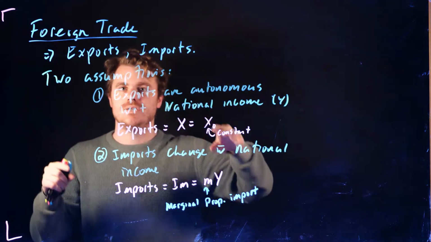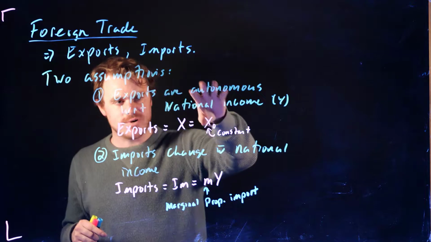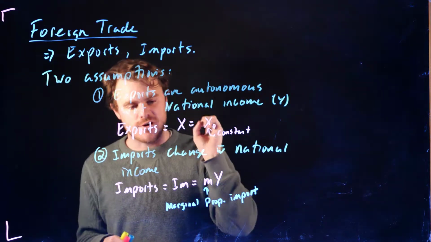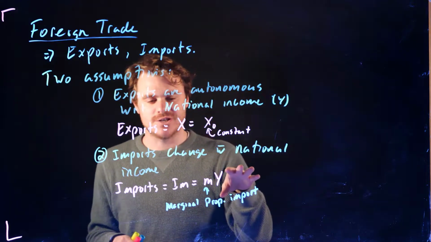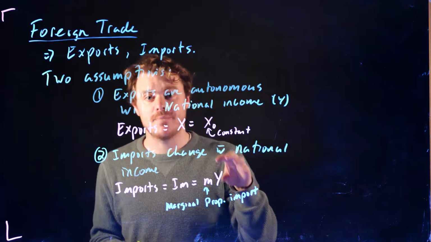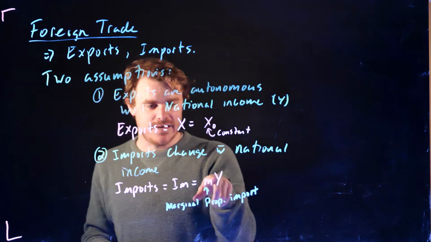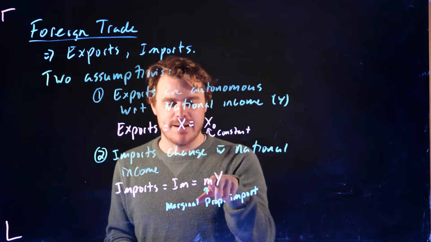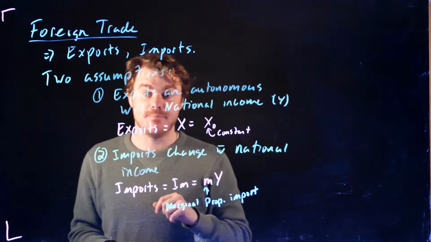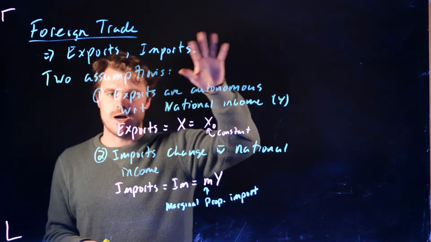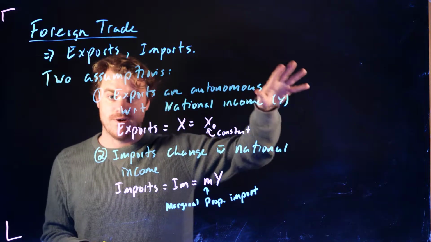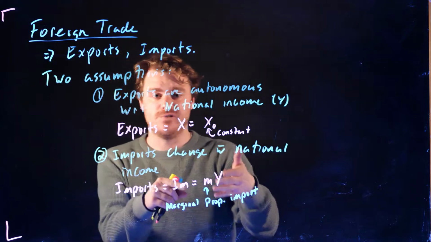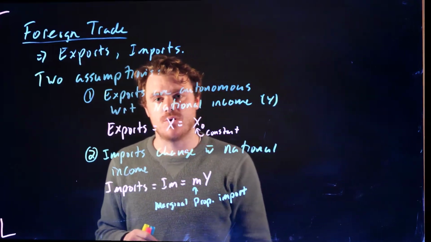All right. So exports and imports. Exports are just some constant. They're autonomous to national income. Imports, on the other hand, are going to rely on the level of national income. As national income goes up, imports are going to go up. And we'll take the functional form M times Y, where M is that marginal propensity to import. So let's draw out our net export function, and we'll talk about how factors are going to influence the different levels of exports and imports that we see.